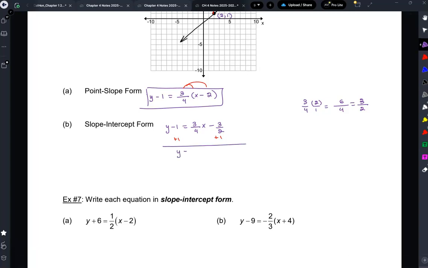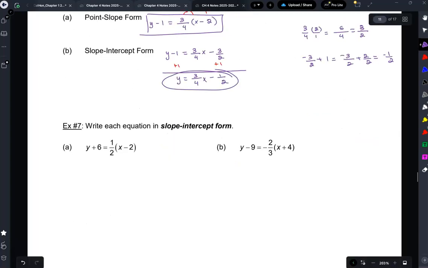So y is 3 over 4x. And you know what? Maybe this is a little bit confusing for me. It's negative 3 over 2 plus 1. Let me just write it on my scratch work again. So this is the same as negative 3 over 2 plus 2 over 2, negative 1 over 2. Okay? So this is it. Isn't this cool? Okay, all right, 2 more.